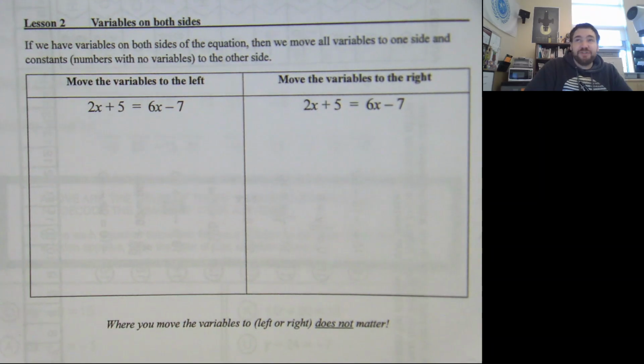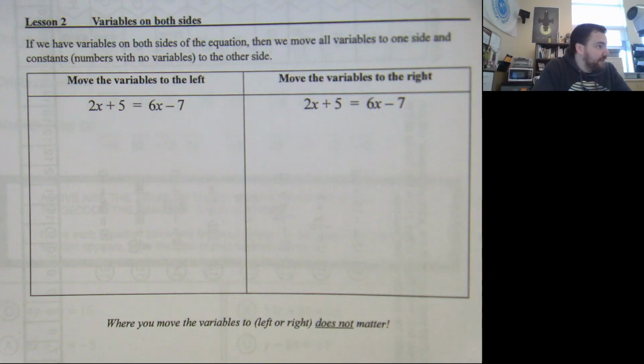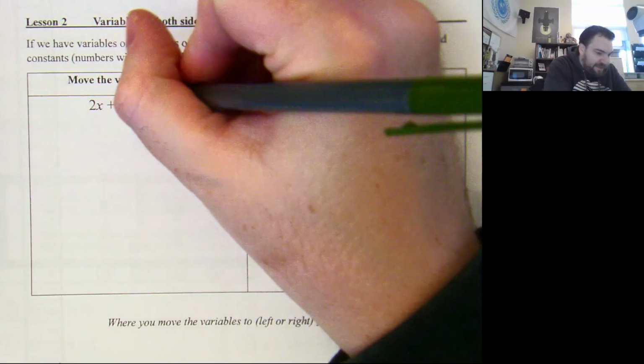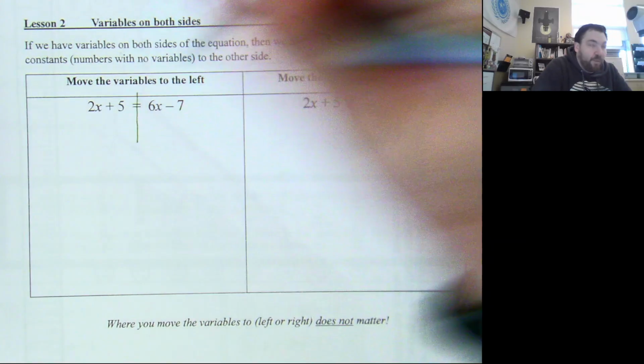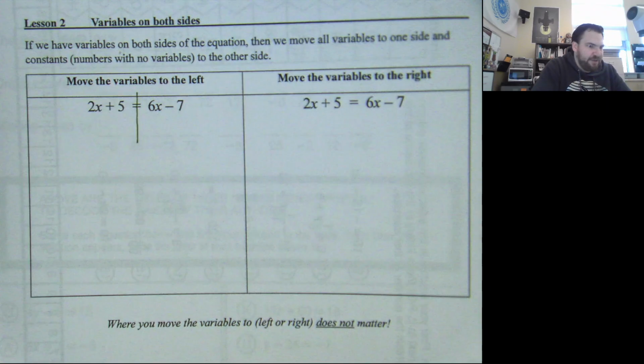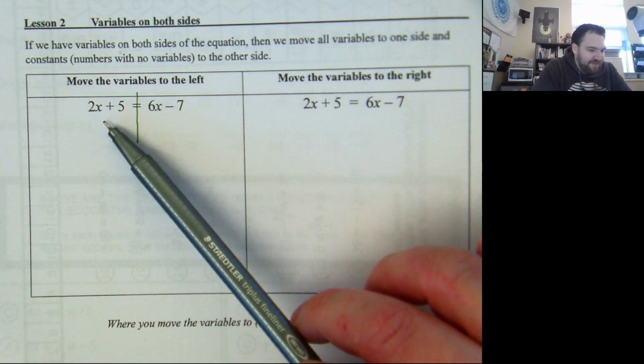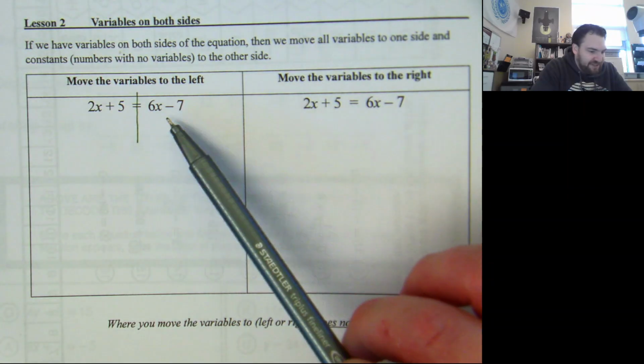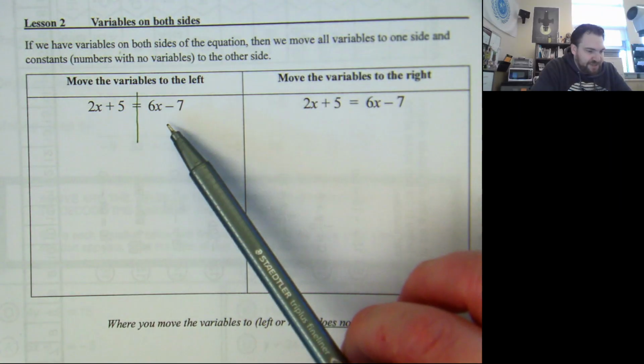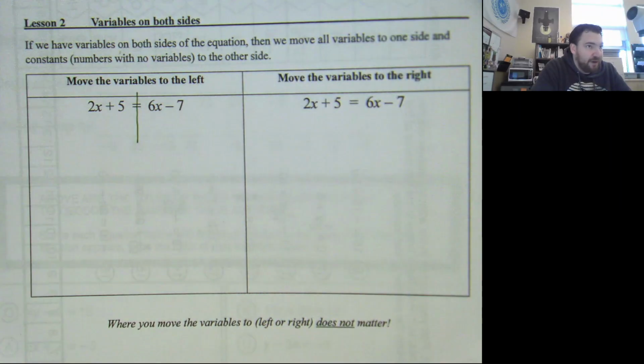The first thing we want to look for is if there's any like terms we can simplify on each side of the equation. Now, if you recall, the equal sign functions like a big wall. We cannot group across the equal sign. So if you look here, I've got 2x plus 5, no like terms there. I've got 6x minus 7, no like terms there. There's nothing to group, so we move on.